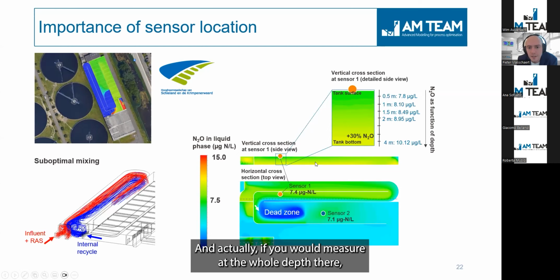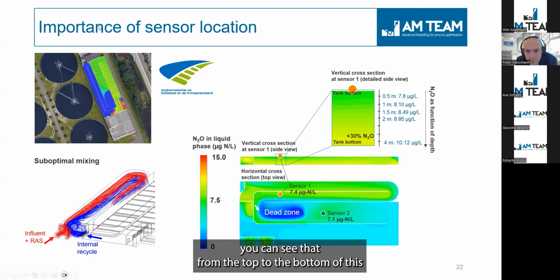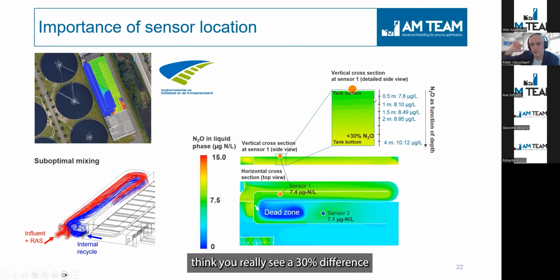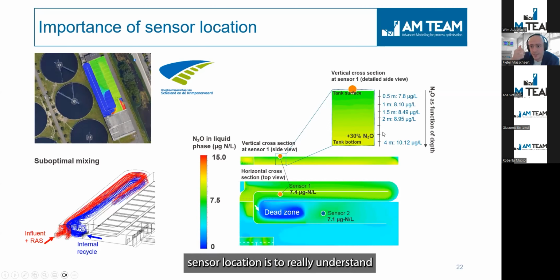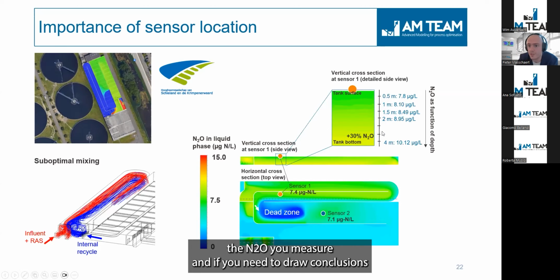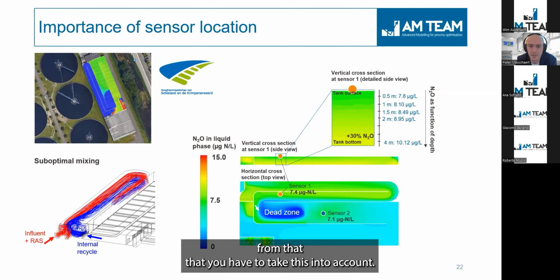And actually, if you would measure at the whole depth there, you see that from the top to the bottom of this tank, you really see a 30% difference in N2O concentrations. So this is just an example to show how important sensor location is to really understand the N2O you measure, and if you need to draw conclusions from that, that you have to take this into account.